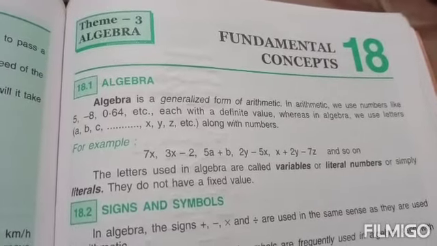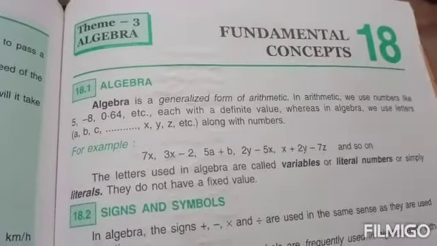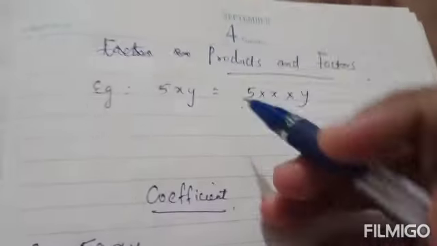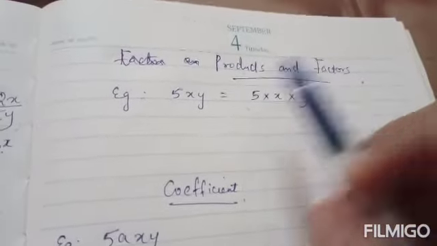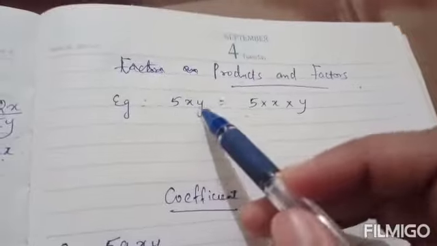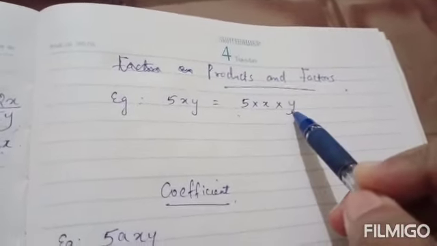So last class we have been discussing chapter 18, fundamental concepts of algebra. So let's continue with the chapter. Next, products and factors. Let's take one example, 5xy. 5xy means 5 into x into y.